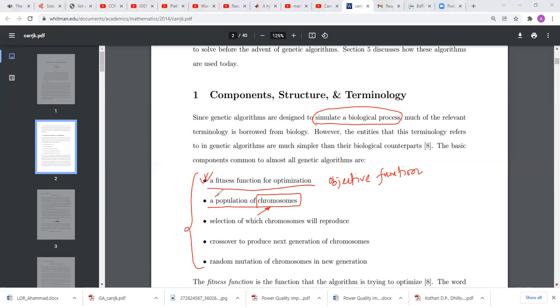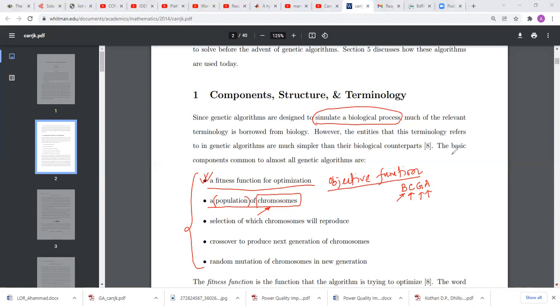So what is a population and what is actually the chromosome? The initial genetic algorithm, during the advent of genetic algorithm, you can name it as the binary coded genetic algorithm, where each solution.